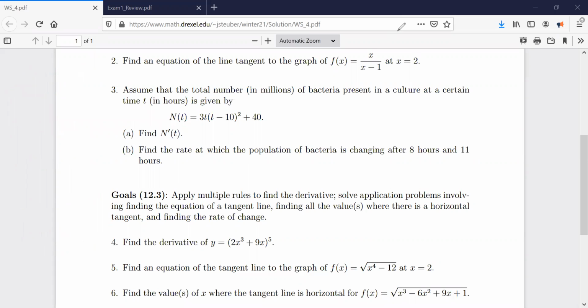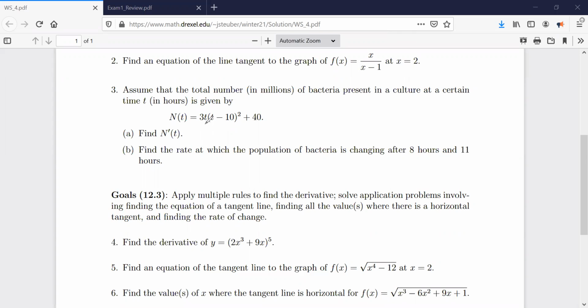So assume the total number in millions of bacteria present in a culture at a certain time t is given by N of t equals 3t times (t minus 10) squared plus 40. We have to find the derivative N prime of t.